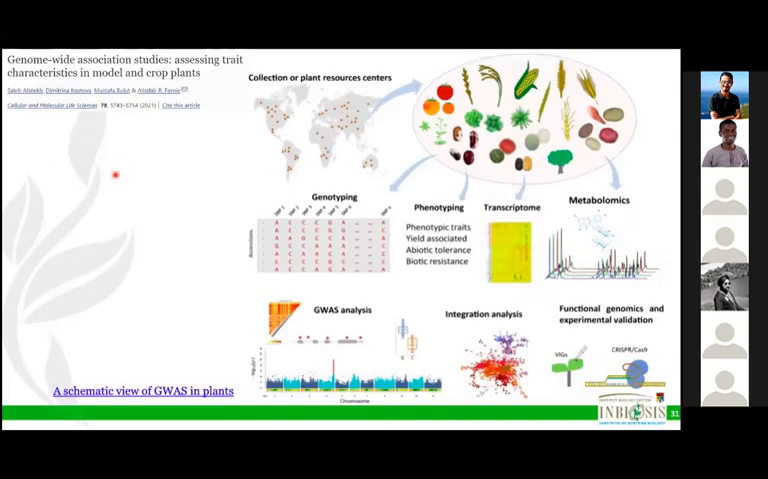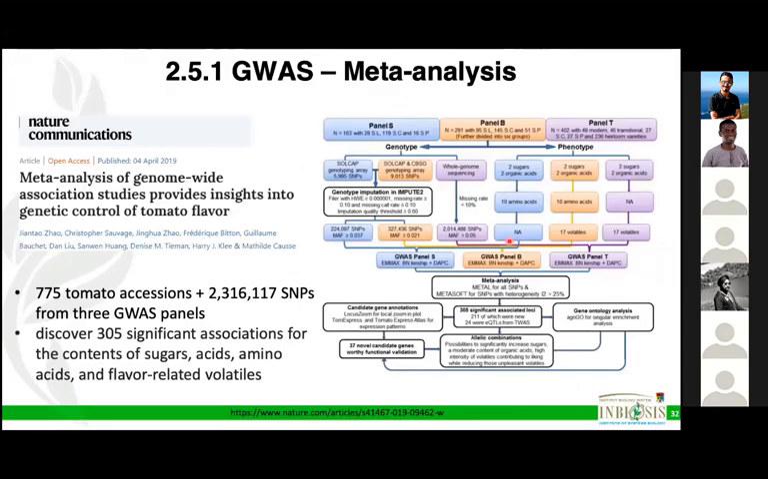And this is an overview of GWAS in plants. It can also deal with metabolomics and transcriptome to do the GWAS study, so in combination it is an integrated study. And the trend is moving toward meta-GWAS, so one GWAS panel is no longer sufficient. In this case, they used even three GWAS panels of 775 tomato accessions with over 2 million SNPs from the three panels to identify 305 significant associations between certain important traits of the tomato fruit and the loci.